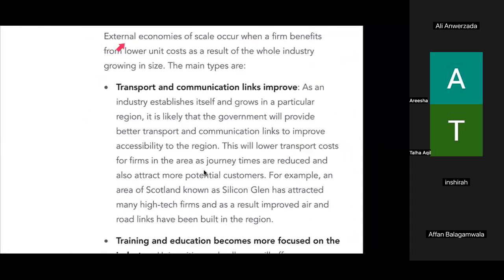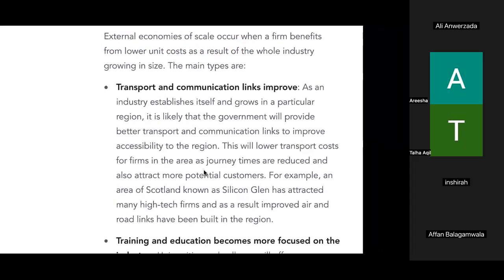Okay, guys, external economies of scale is simply when the size of the industry grows. And that results in average cost going down for all levels of output, because if the industry grows, everyone will benefit, so whatever you are producing, your average cost will go down.